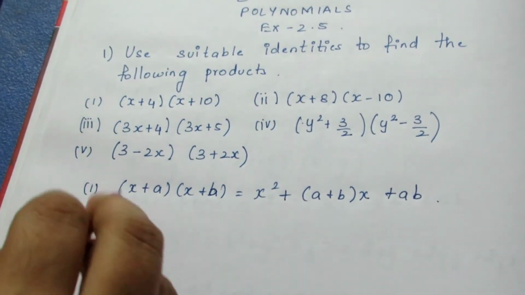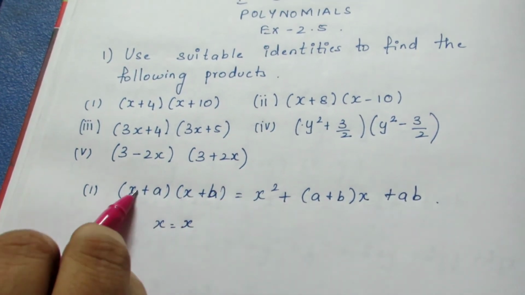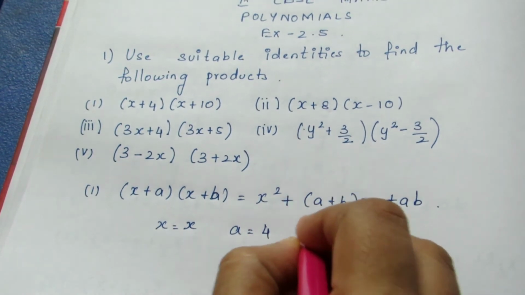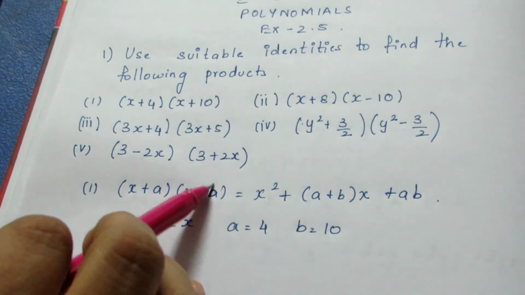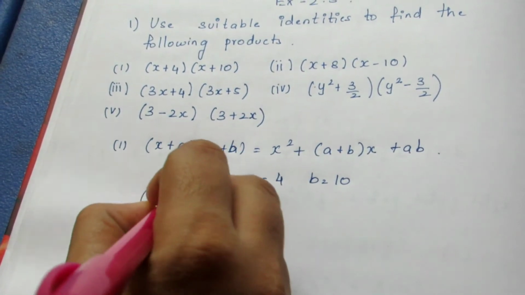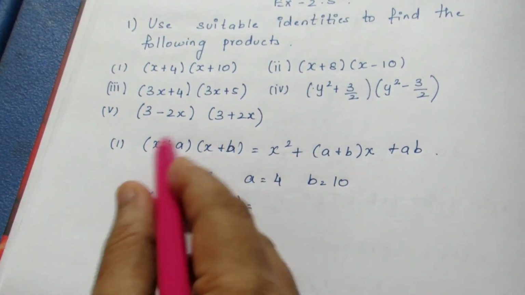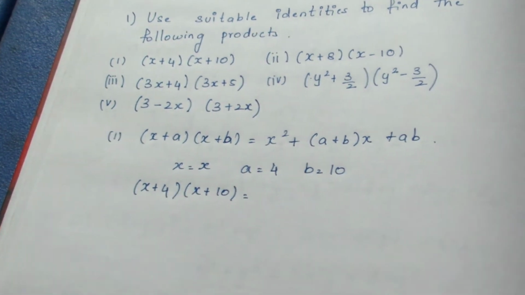Here your x will be x, and your a will be equal to 4, b will be equal to 10. For the first element it is 4 and here it is 10. So you can directly substitute. If the question is given, we need to write the answer. If the answer is given, we need to write in the question form for the identities.